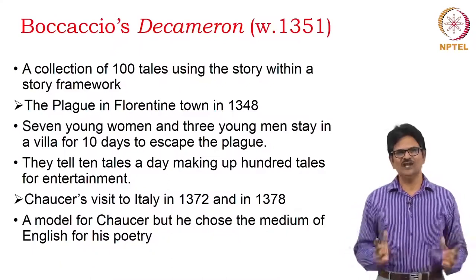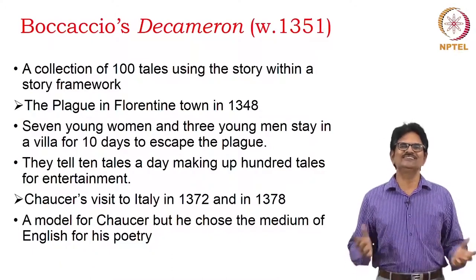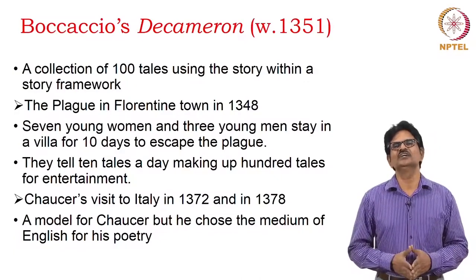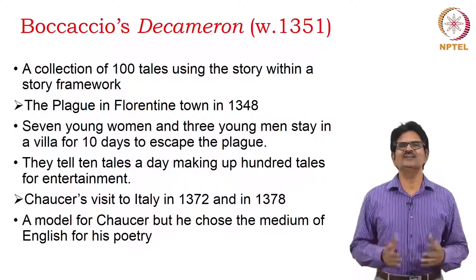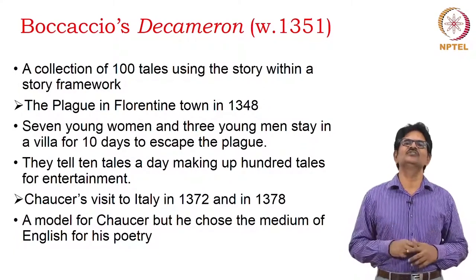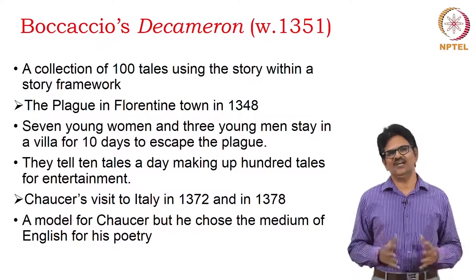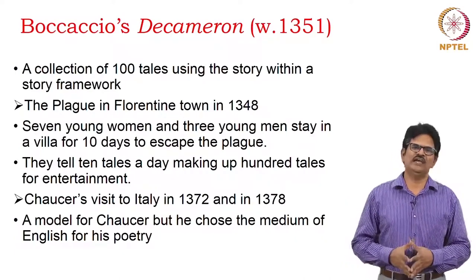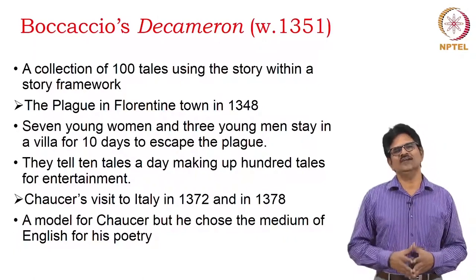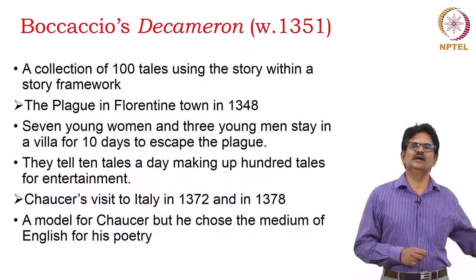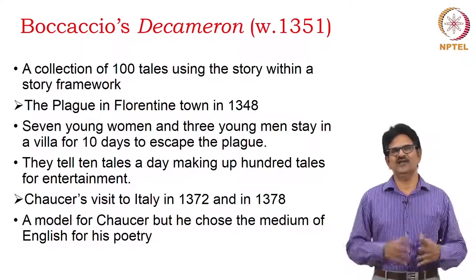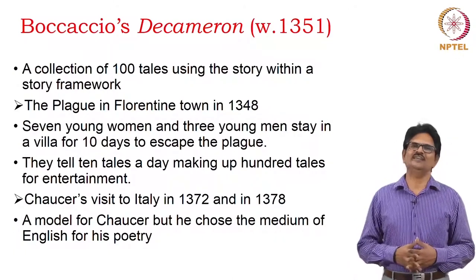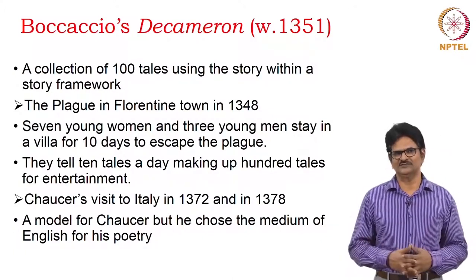The model for Chaucer's The Canterbury Tales is the Italian writing called Decameron by Boccaccio. This was probably written in 1351. This is a collection of 100 tales using the story within a story framework. In 1348, there was a plague in the Florentine town. Those who wanted to escape this plague went to some other place. In this story, we have 7 young women and 3 young men staying in a villa away from the town for 10 days to escape the plague. To spend their time, they were telling 10 tales a day, making up 100 tales for their own entertainment.